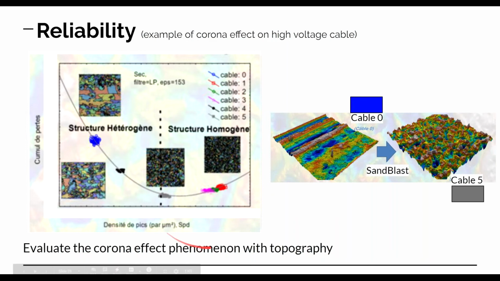So the SPD gives us, for cable zero, the blue one, a lot of peaks and very big ones. So you have big peaks, but not a lot. And for cable five, which is the gray one, we have a lot of peaks, but everywhere. So this kind of process, the process of sandblasting, gives a homogeneous surface compared to that. And this induces a big loss of energy.